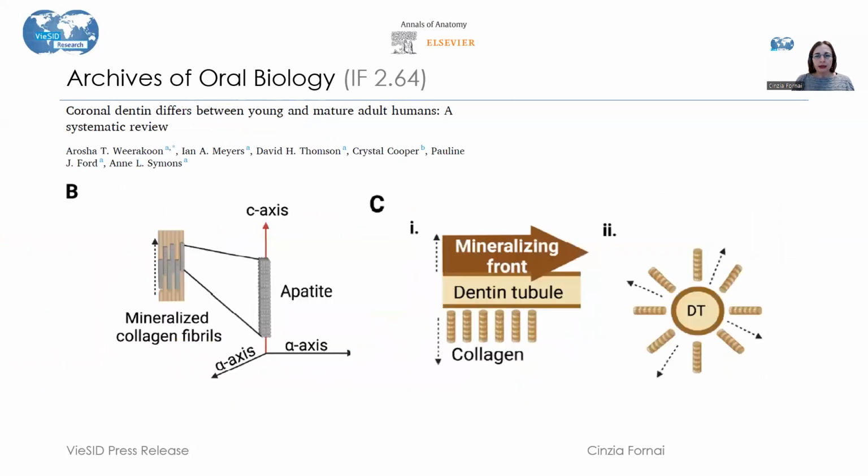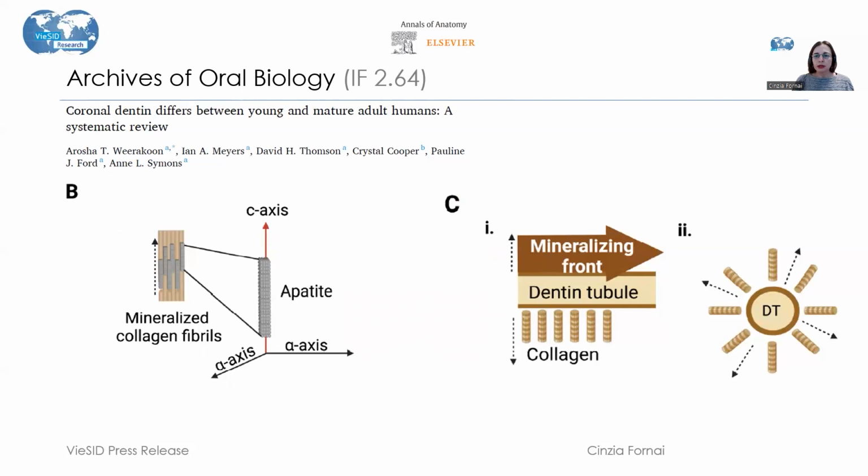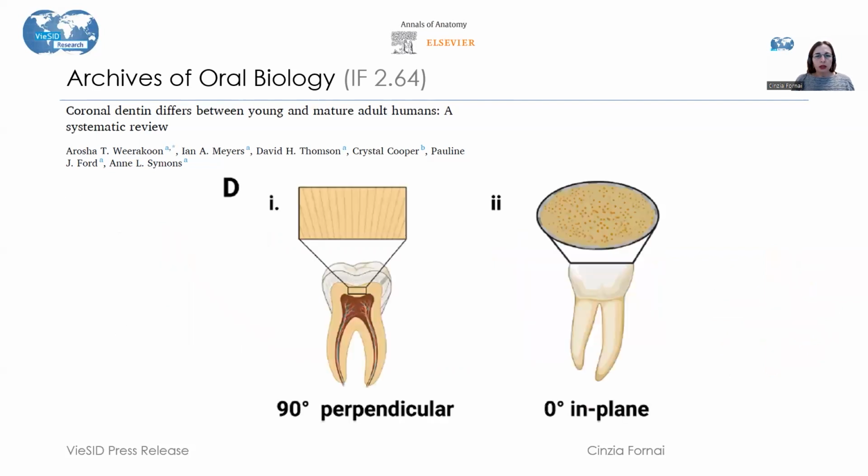Dentin apatite runs parallel to the long axis of the collagen fibrils. The collagen fibrils orientate perpendicular to the dentin tubules and parallel to the mineralization growth front. The tubules run parallel to the main axis of the tooth from the pulp chamber to the enamel dentin junction, showing an increasing anisotropic pattern.